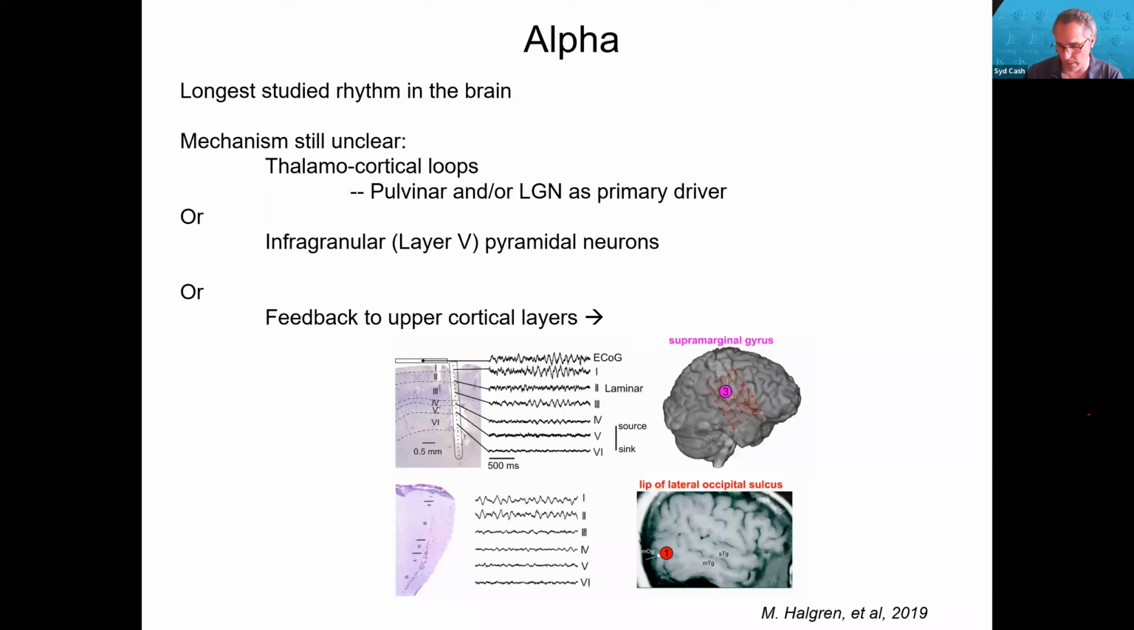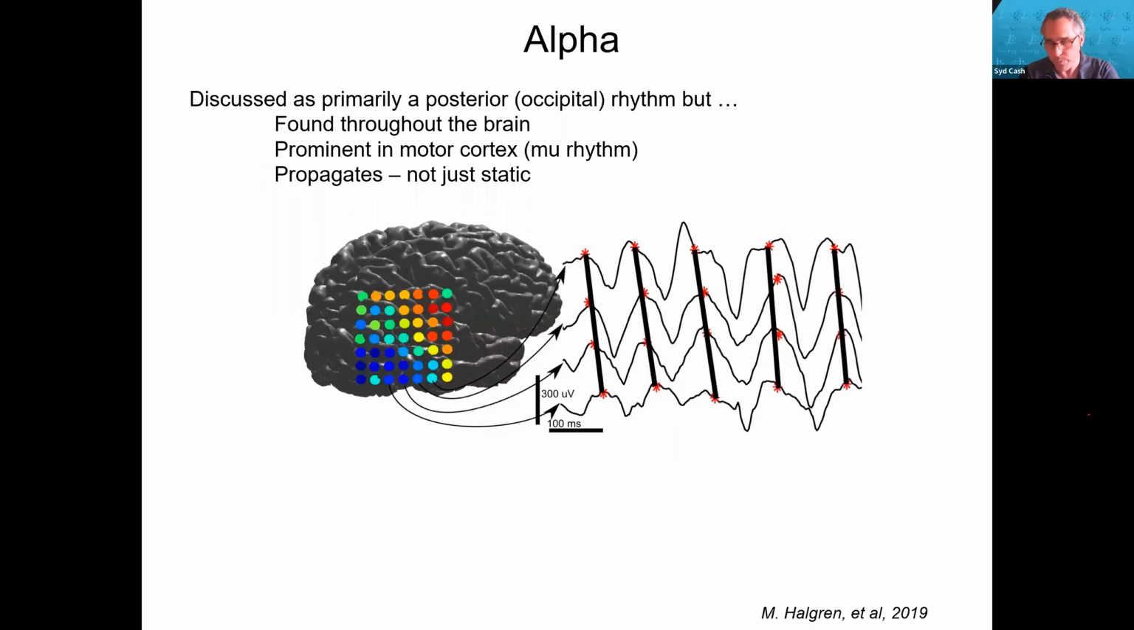And in fact, if we look at how these alpha waves propagate and how alpha itself propagates, it's actually found throughout the brain. Although we think of it as a primarily posterior, that is occipital rhythm, you actually can find it pretty much everywhere in the brain.